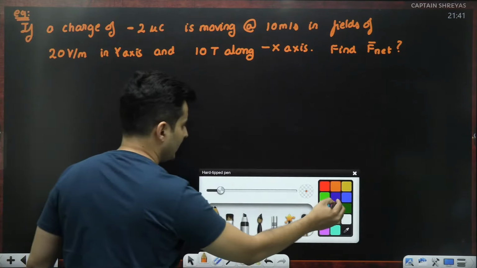Remember, radius was mv by qB, which is also root of 2mK divided by qB. That means it is directly proportional to root of mass upon the charge. 2 is constant, K is constant, B is constant. So radius of alpha by radius of proton will be root of mass of alpha by mass of proton, here charge of proton, charge of alpha. That is what it is.